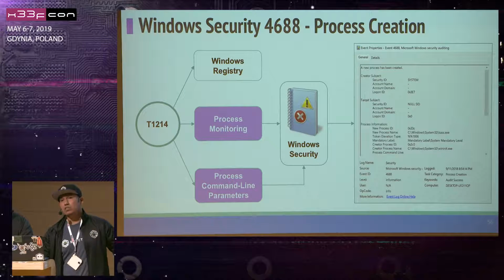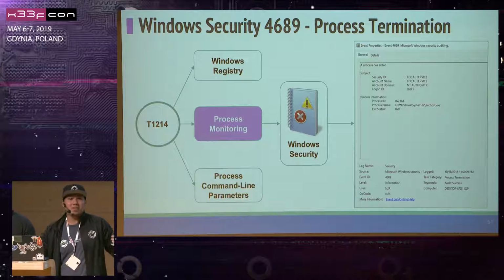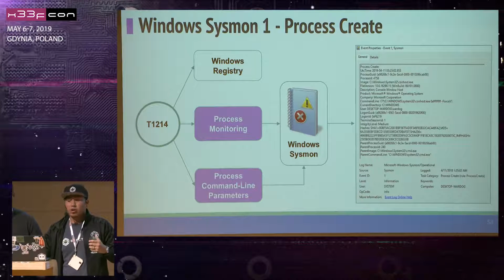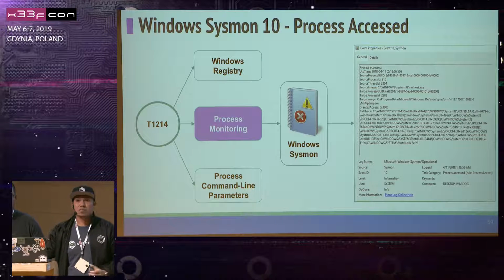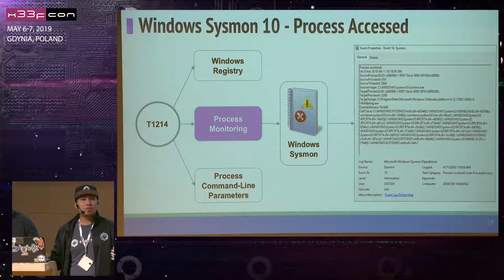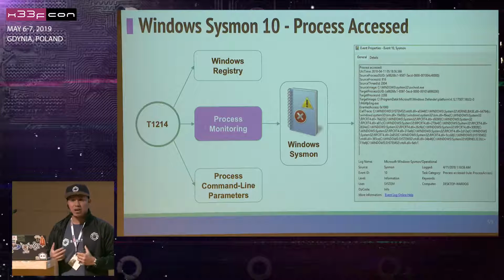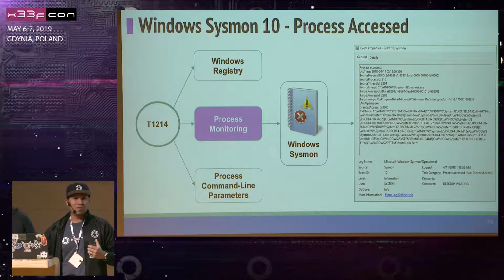But this is beyond just 4688. Process monitoring could mean process termination. It could mean process creation from another data source, or a process accessing a process, or writing to a process. There are a lot of things that can happen from a process monitoring perspective. So you need to define that and document that. Otherwise, it's not going to be valuable at the end.